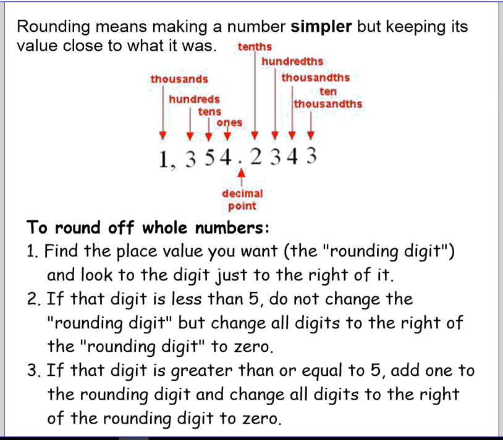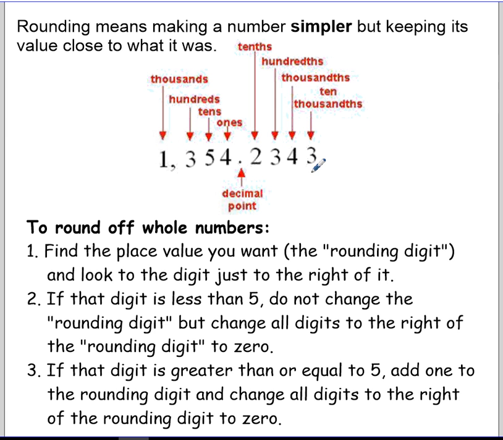Now let's look at rounding decimal numbers and whole numbers as well. Rounding means making a number simpler, but keeping its value close to what it was. And so here we can see some place values nearest the decimal. To the left we have ones, then tens, hundreds, thousands.